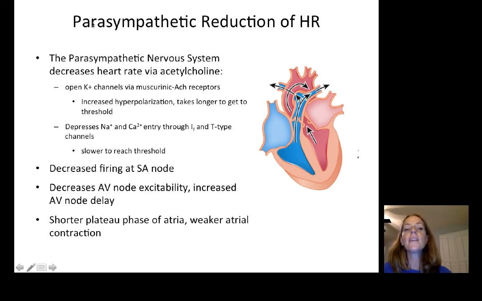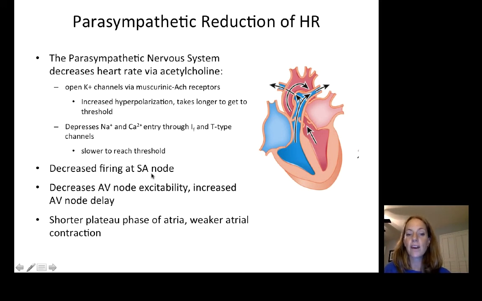So first, the parasympathetic nervous system can decrease heart rate. It's not required, but it can change it, right? So we have the intrinsic conduction system that's going to set the heart rate, but the parasympathetic and sympathetic nervous system can alter it. It's going to do this through the acetylcholine release. Acetylcholine will act through muscarinic acetylcholine receptors to open potassium channels and depress sodium and calcium entry. This makes them more hyperpolarized and slower to reach threshold.